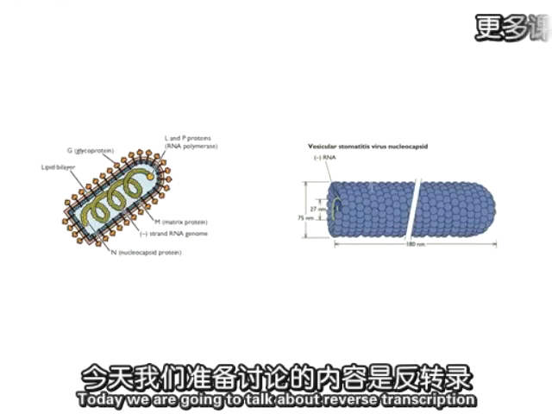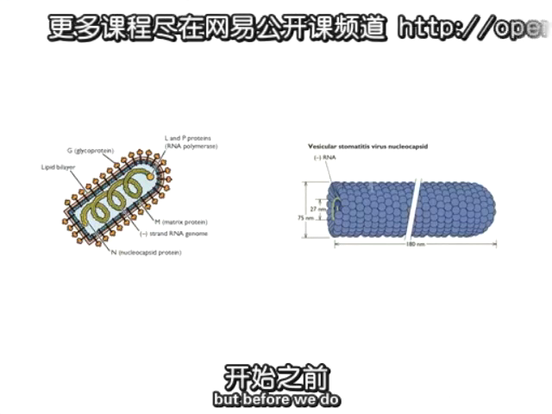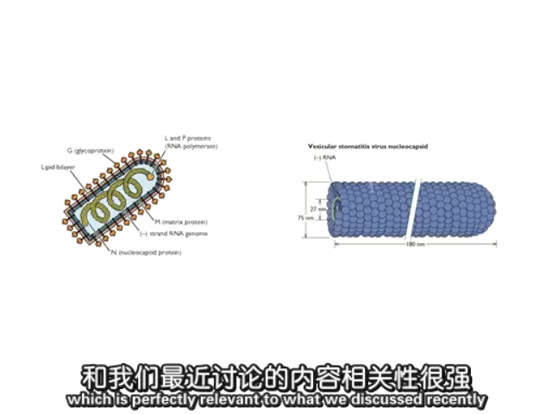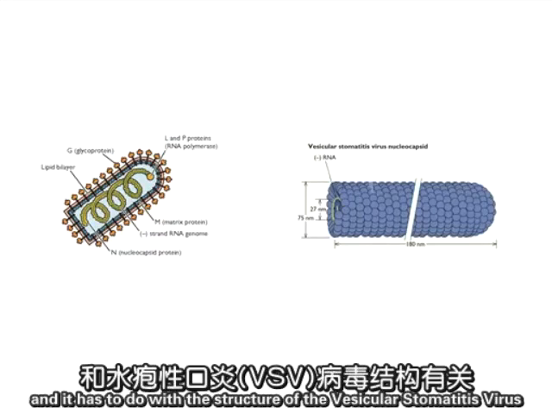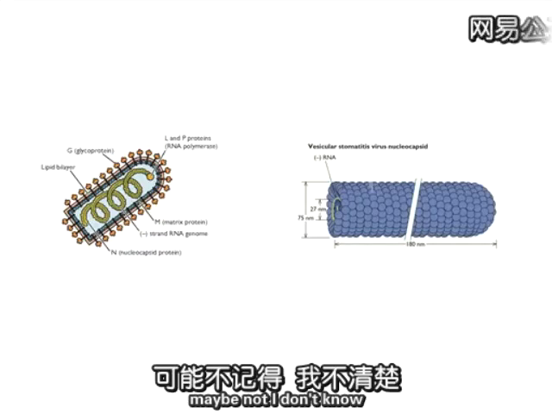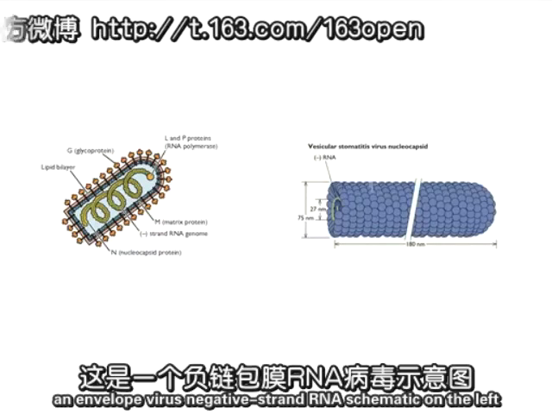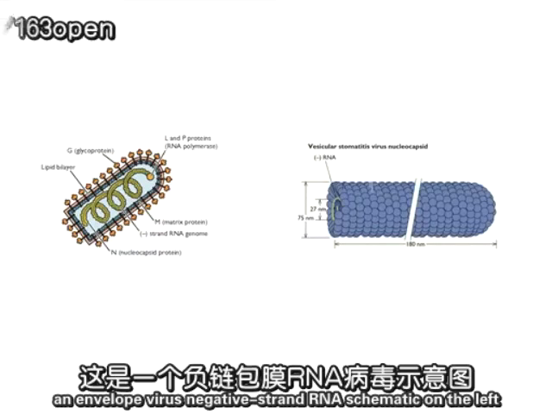Today we're going to talk about reverse transcription, but before we do, I found an article which is perfectly relevant to what we discussed recently, and it has to do with the structure of vesicular stomatitis virus. You may remember, maybe not, talking about this virus. This was an enveloped virus, negative strand RNA, schematic on the left.